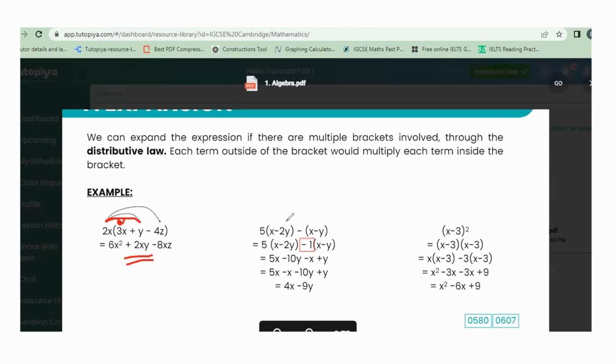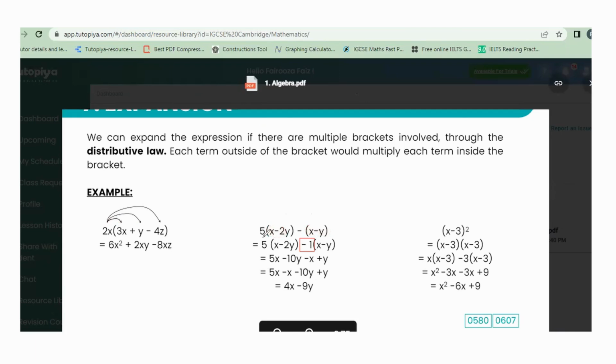How do we expand two different expressions when we have something like this? We have two expressions here, x minus 2y and x minus y. So we have to multiply by 5 and multiply by negative 1. How are we going to do that? Aditi, can you help me here, please? For the first one, we would just multiply 5 by the inner terms. Exactly. The second part, it would be minus 1, like it should.